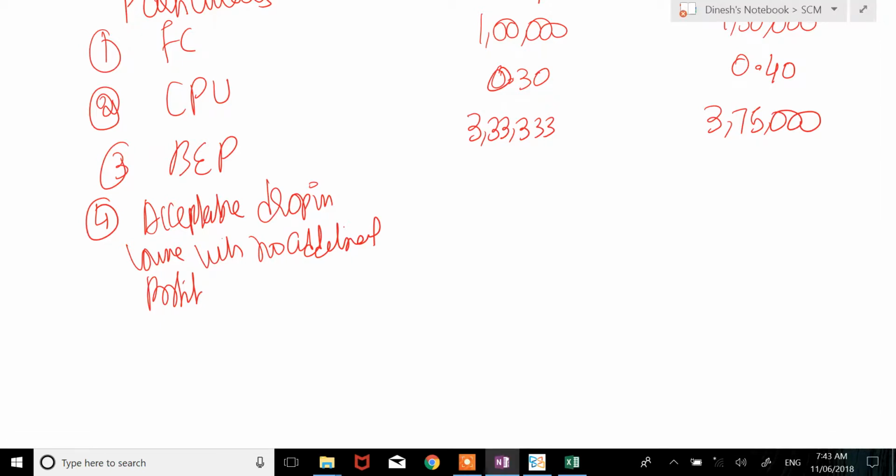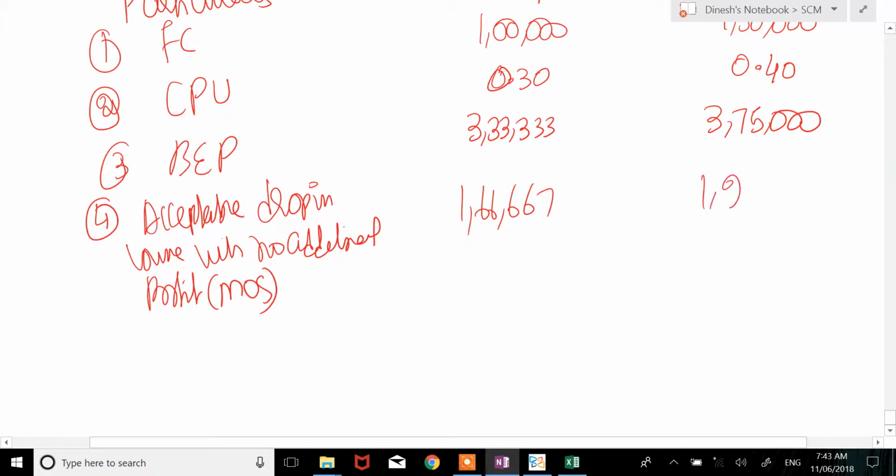From the 5 lakh level they want us to calculate. Technically you can write in bracket MOS. This is nothing but margin of safety. 166,667 and 125. My sales volume can fall by 1,66,667 units and 1,25,000 units.